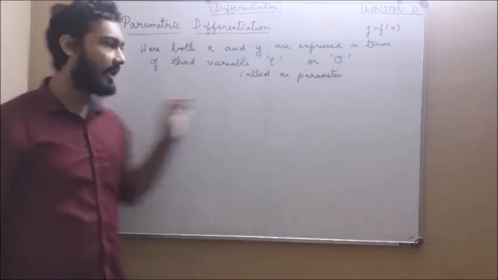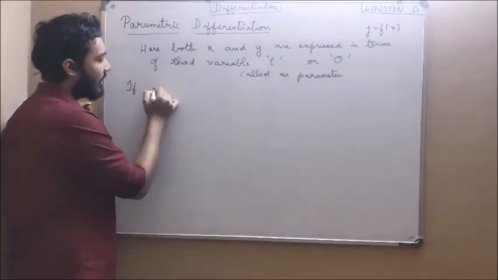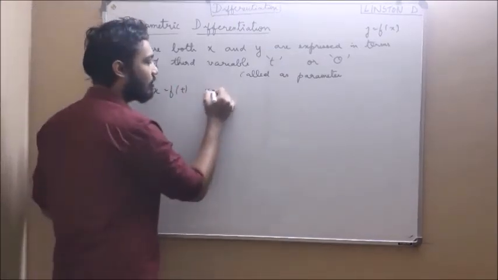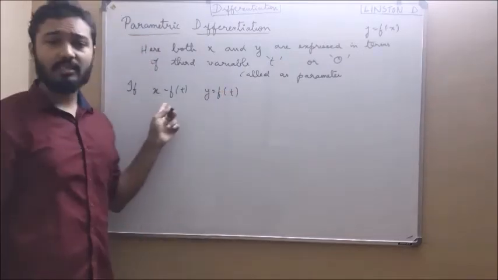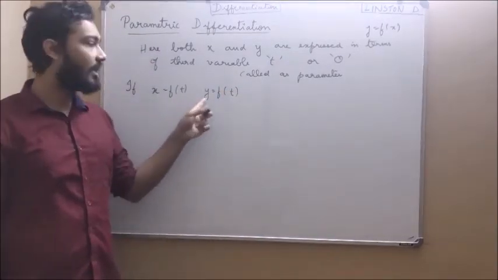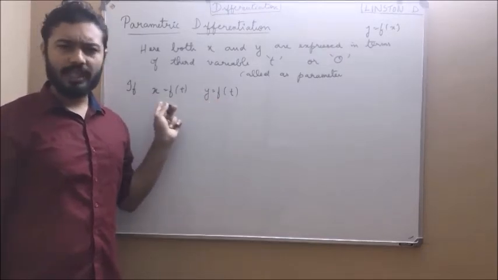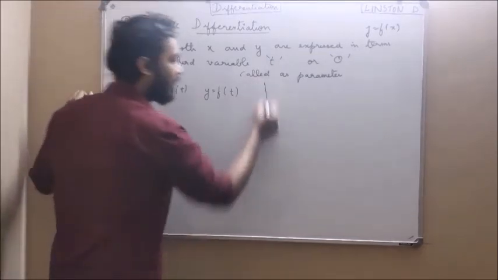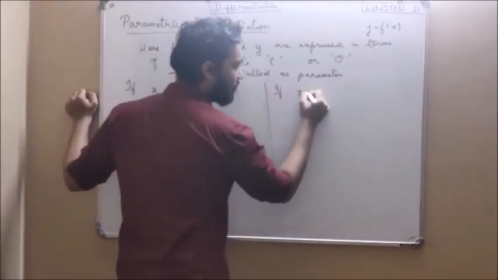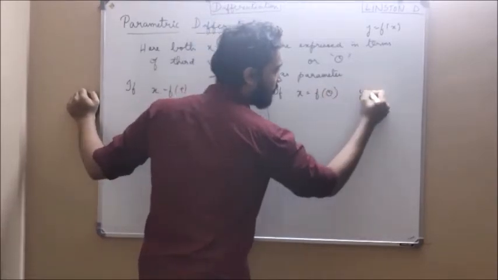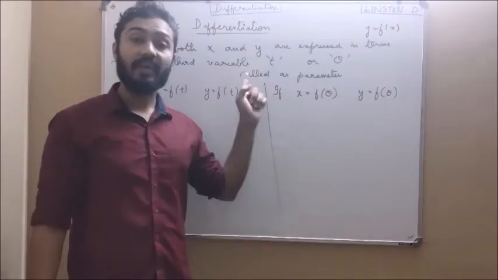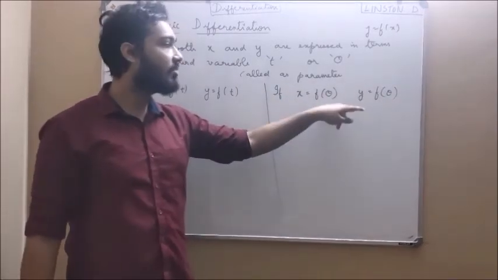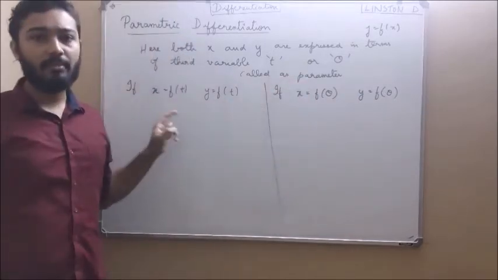So officially we say that if x equal to f of t and y equal to f of t, means x is also a function of t and y is also a function of t. Here both x and y can be expressed as the function of third parameter t. Or you can have, if x equal to f of theta, y equal to f of theta. If x is expressed in terms of theta and y is also expressed in terms of theta, here theta forms the parameter. So this is the parametric equation.